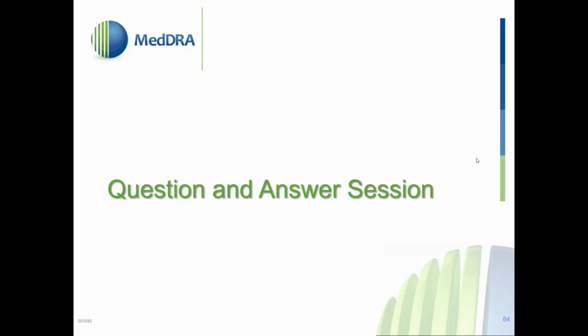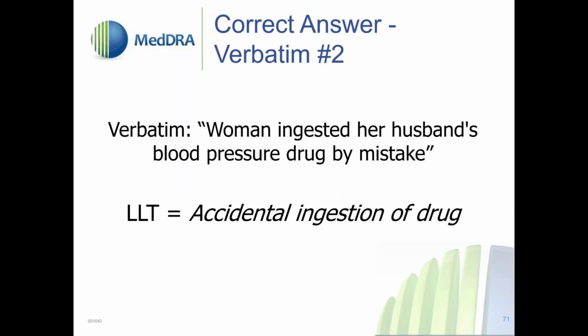Any other questions? Fantastic. Our next question is about one of the examples about accidentally taking the medication. They asked if you could explain more about why it wouldn't be wrong patient received medication. Okay, so I think this is about the woman who took her husband's medication by mistake. I think the question is about this one.